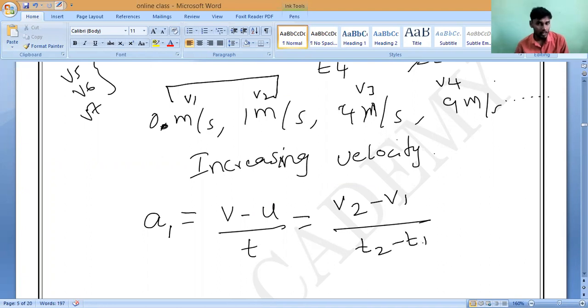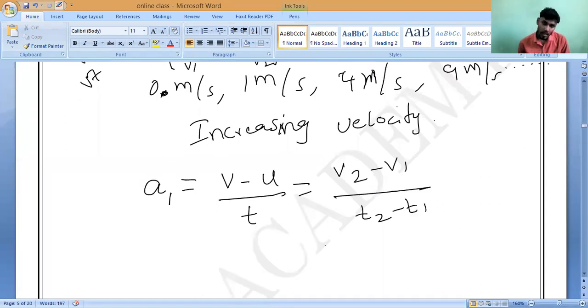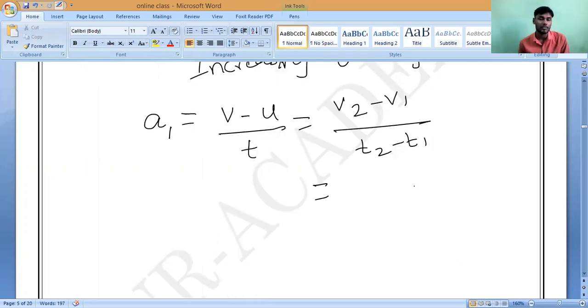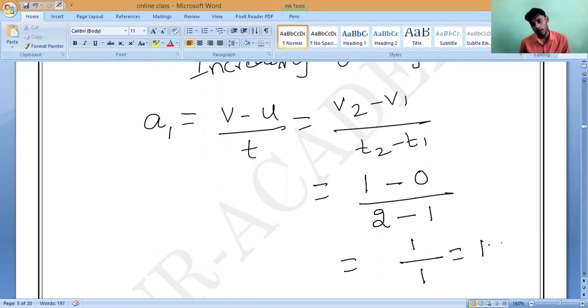Is it yes or no? We will accept this, because acceleration means change in velocity over time, correct or not? So V2 is 1 minus V1 is 0, divided by T2 minus T1, which is 2 minus 1, equals 1 divided by 1, which is 1 meter per second square. This is the acceleration A1.